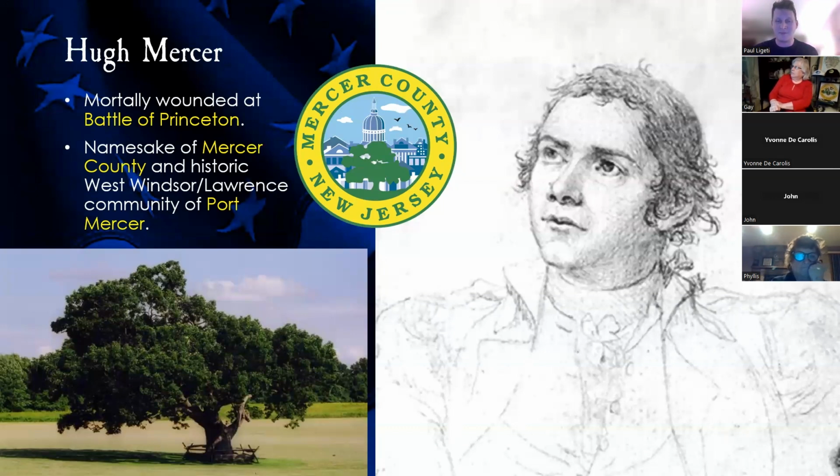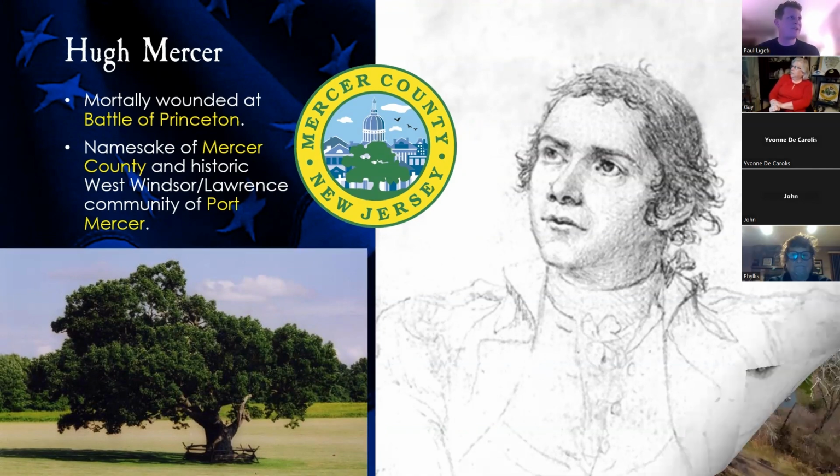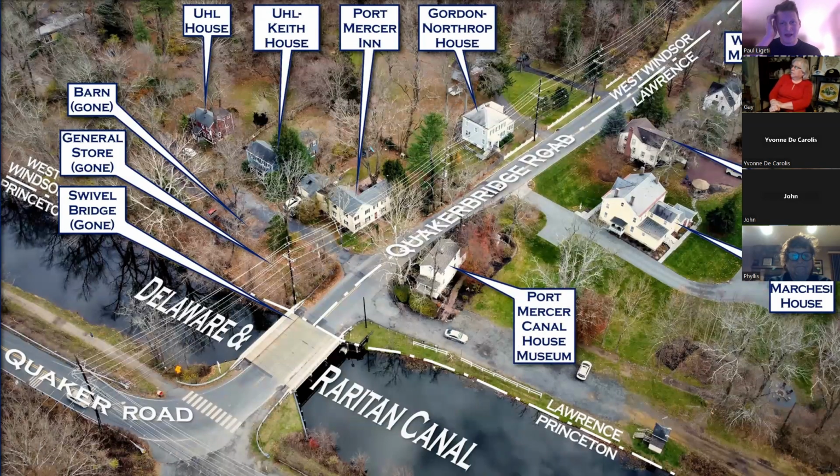This tree became known as the Mercer Oak, which I'm sure many of you recognize, and stood for generations at the Princeton battlefield until it finally fell, I think about 25-something years ago. However, an acorn was planted in its place, and this acorn, I believe, was from the tree, and a new tree, essentially a descendant, stands in its place. Now, Mercer County itself was named after Hugh Mercer, and the seal prominently features the Mercer Oak.